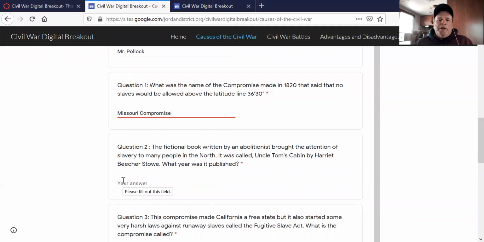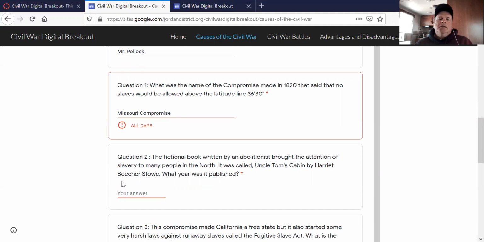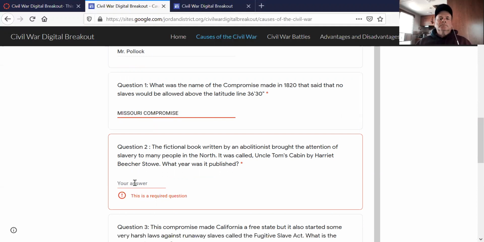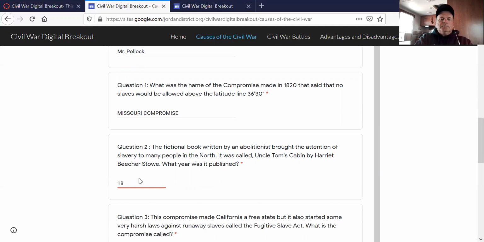The fictional book written by the abolitionist that brought attention to slavery: Uncle Tom's Cabin, Harriet Beecher Stowe. What year was it published? I just happen to know this because I'm a history teacher. It was in 1852.